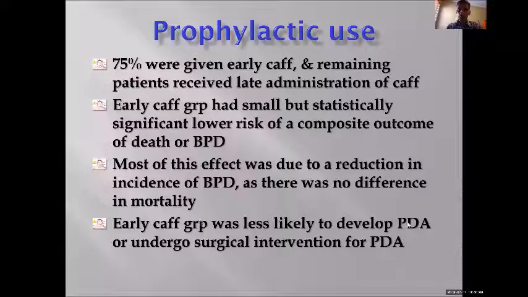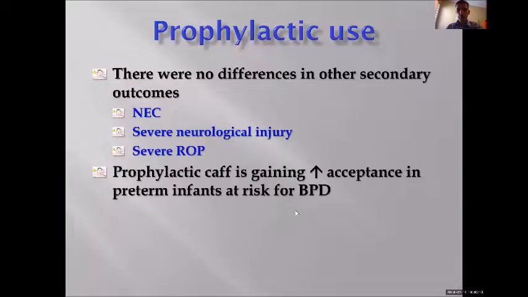Also, the early group are less likely to develop PDA and need for ligation. There is no difference between early and late regarding neck, neurological injury, and ROP. Therefore, the prophylactic use of caffeine is gaining momentum, and almost all the wards start caffeine as early as possible.